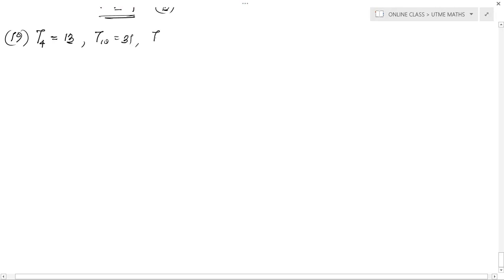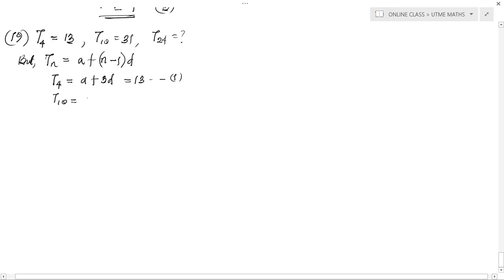We should find T24. We know that the nth term Tn is A plus (n minus 1) d. So when it is T4, n is 4, and it gives A plus (4 minus 1), which is 3d, equal to 13. This is equation 1.